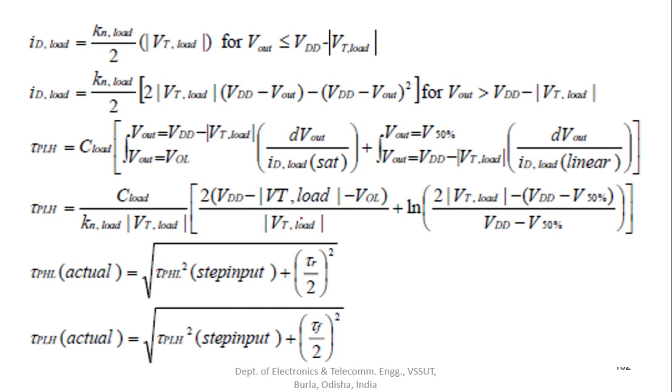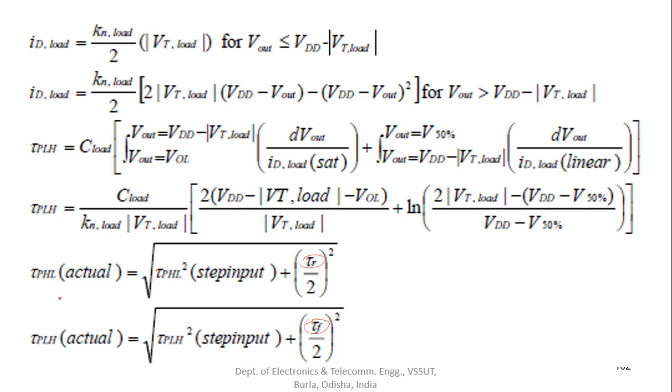Also, till now we had assumed that the input signal is a step input signal. Step input signal means it does not have a rise time or fall time. But we can have input signals having some rise time and some finite fall time. In that case the delay will definitely increase. So when input signals involve some rise and fall time, how do we calculate the output delay times?